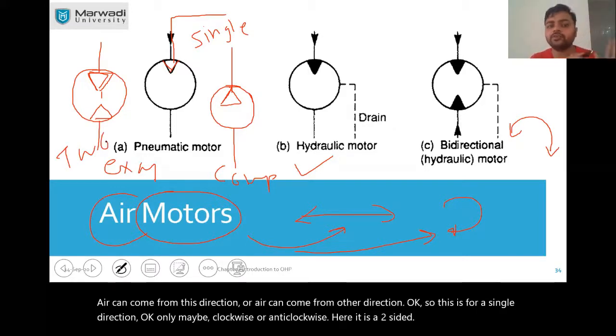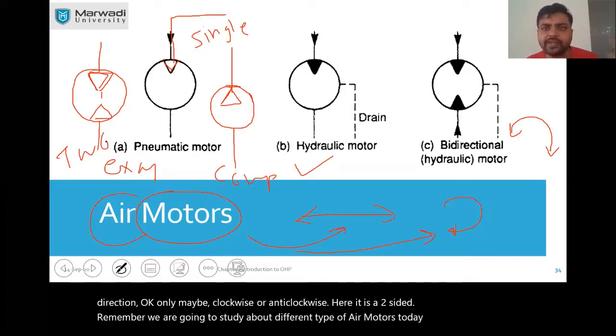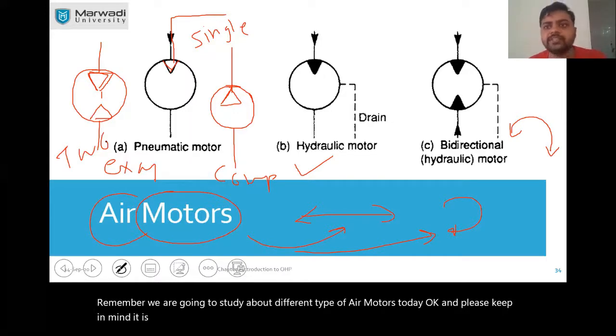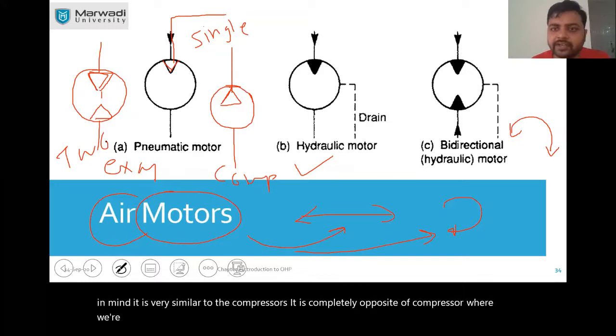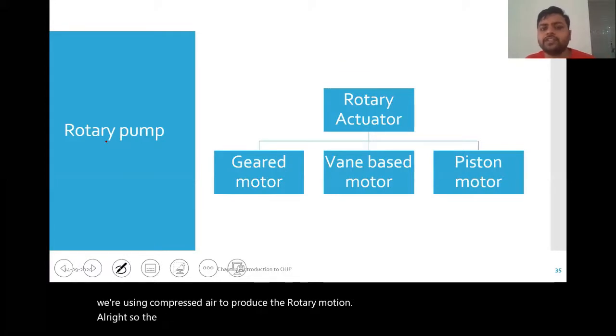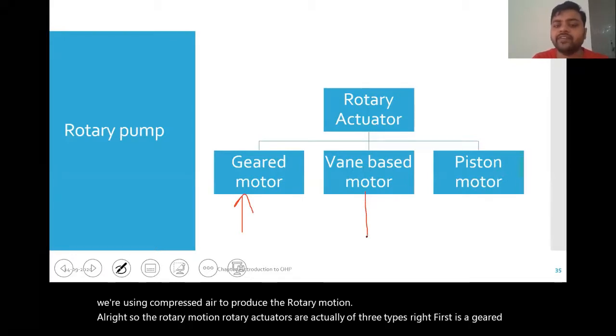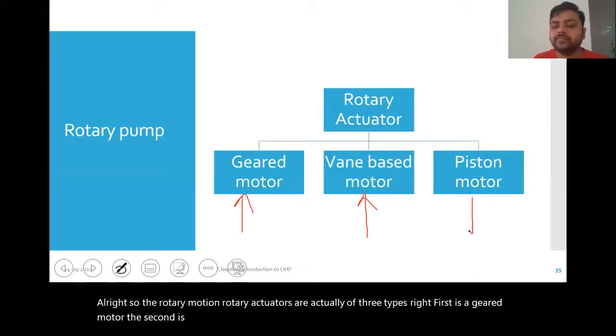All right. So please remember, we are going to study about different types of air motors today. Okay. And please keep in mind, it is very similar to the compressors. It is completely opposite of a compressor, where we are using compressed air to produce the rotary motion. All right. So the rotary actuators are actually of three types, right? First is a geared motor, the second is a vane based motor, and third is the piston based motor.